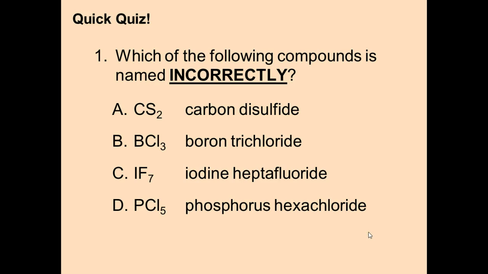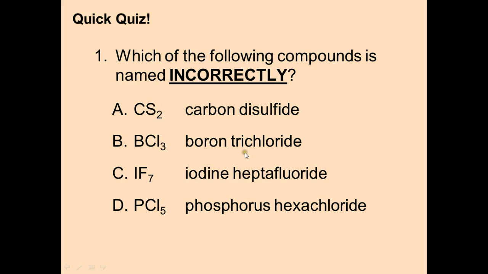Which of the following compounds is named incorrectly? Carbon disulfide, boron tetrachloride, iodine heptafluoride, or phosphorus hexachloride. Let's go through each name and see if it's correct. We have carbon disulfide. Carbon has an understood mono in front, and the only time we have just the name in front is if it's mono, and it is mono here. Then we have two sulfur, so it's disulfide. It does have its ide like normal, and it has a di for 2.